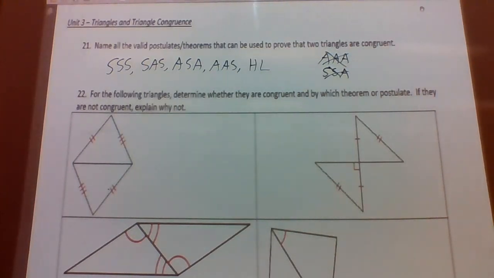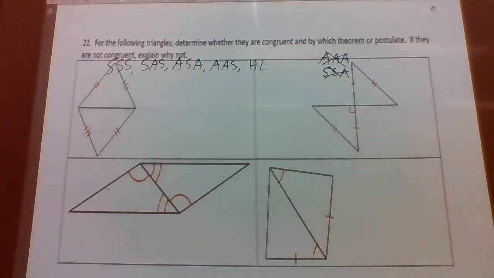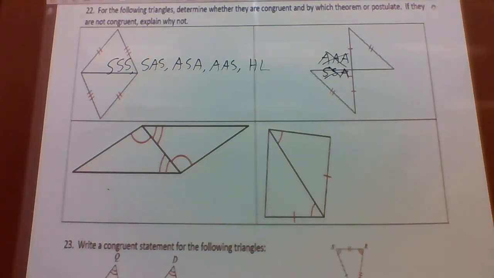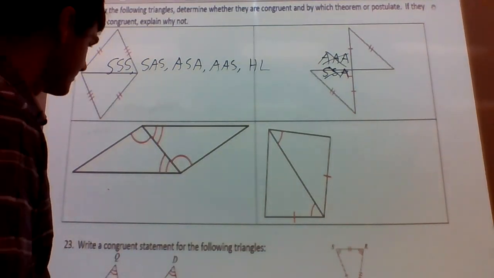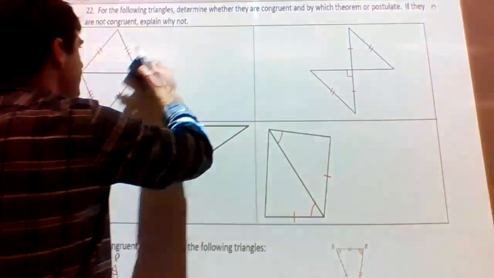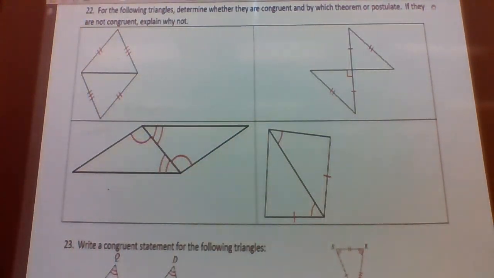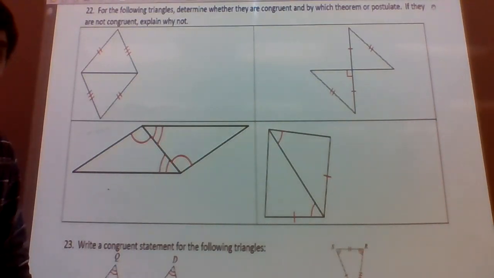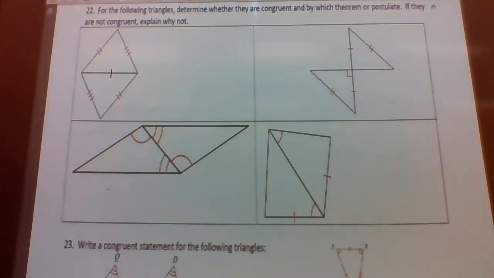22, for the following triangles, determine whether they're congruent and by which postulate or theorem. If they are not congruent, explain why not. Okay. Well, the first one, we have two corresponding sides that are congruent. We also want to look for vertical angles or shared sides. There is a shared side. So by the reflexive property, we know that that piece is congruent to itself.